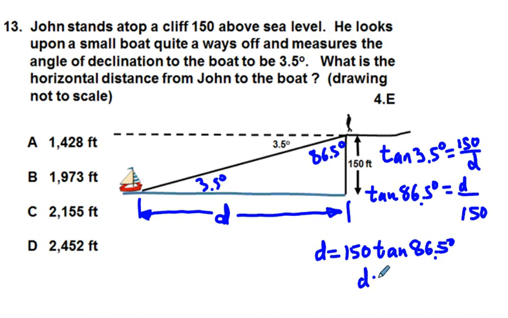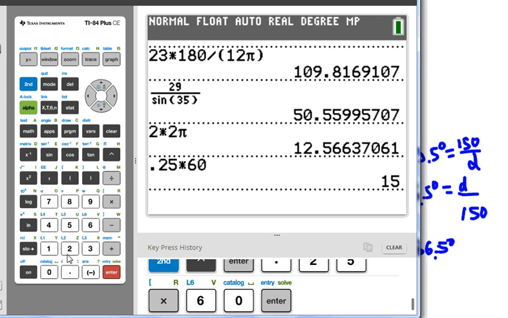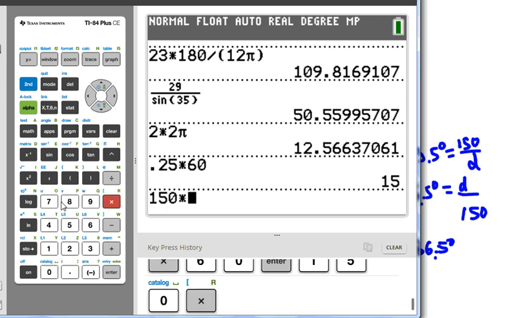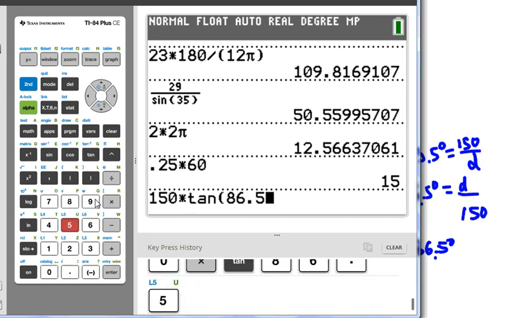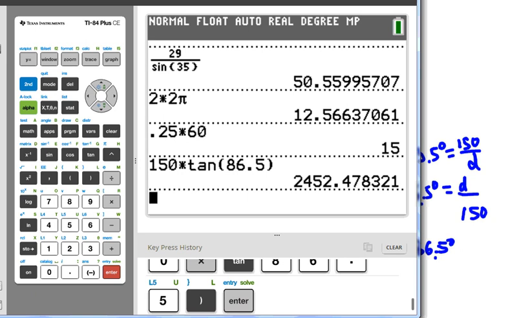So D, and go into our calculator, 150 times tangent 86.5 degrees. So we get 2,452 feet.